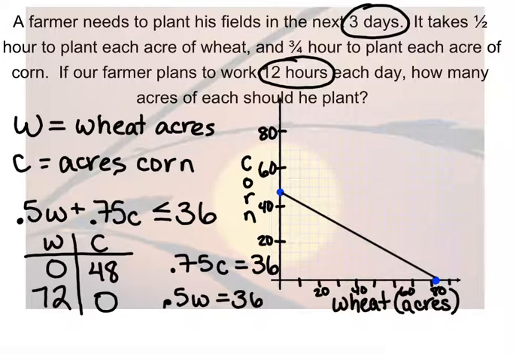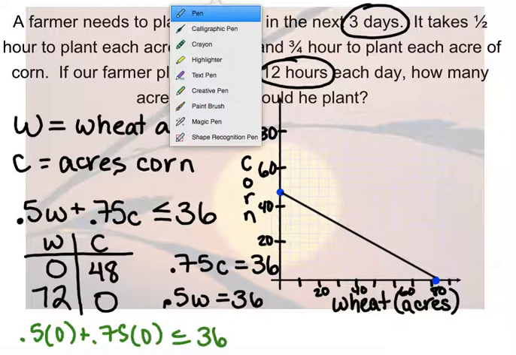I'm going to pick an ordered pair to shade. I'm going to pick 0, 0, because it's down and to the left. Is 0.5 times 0 plus 0.75 times 0 less than 36, which it is. So I'm going to shade down and to the left.